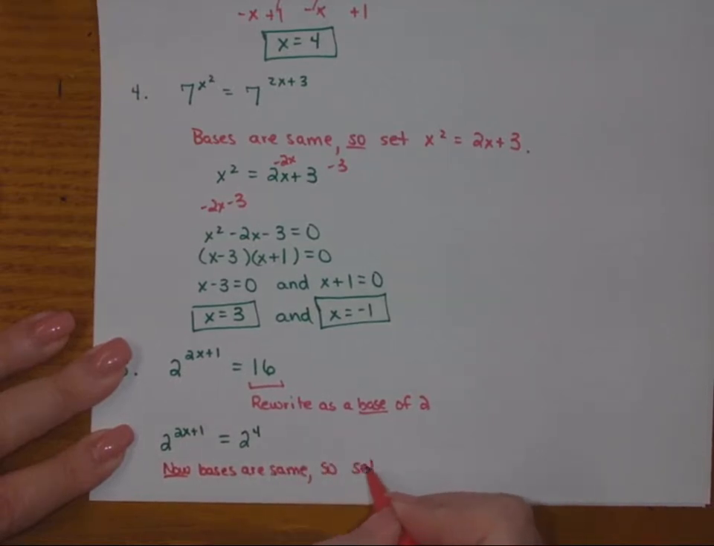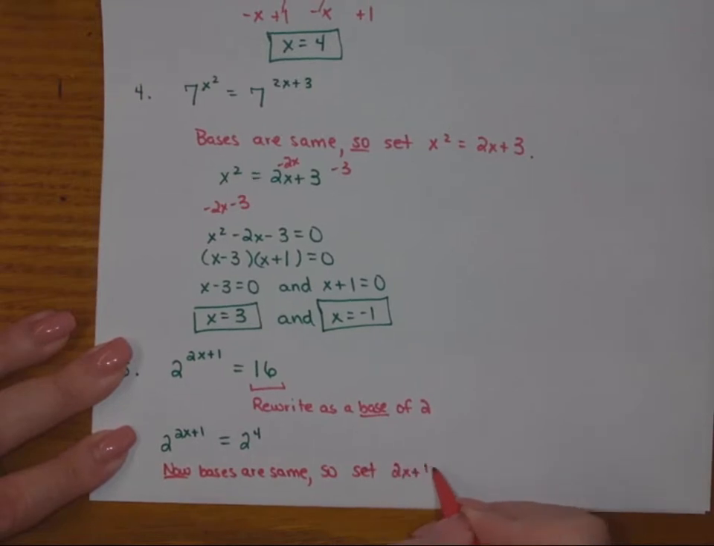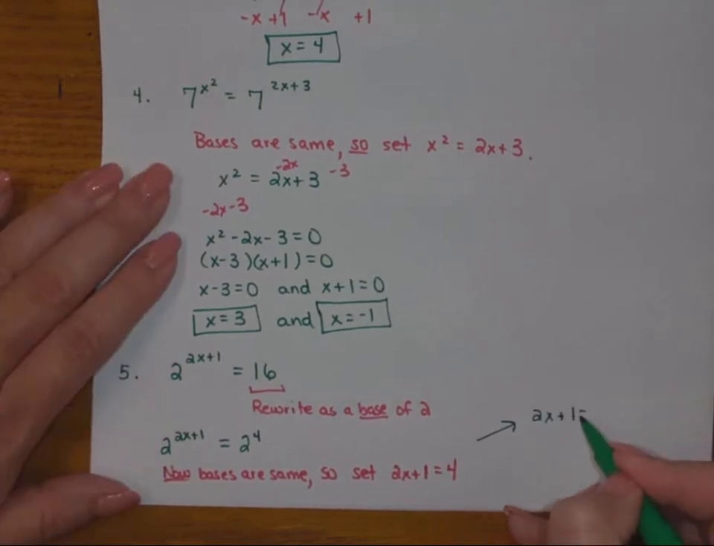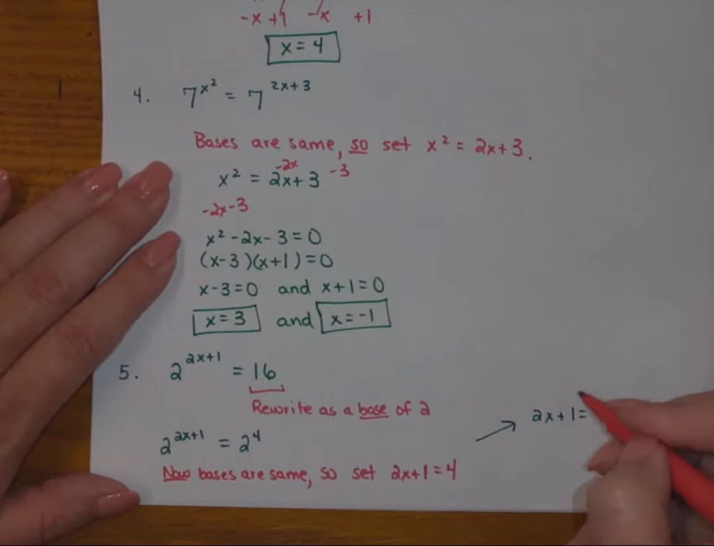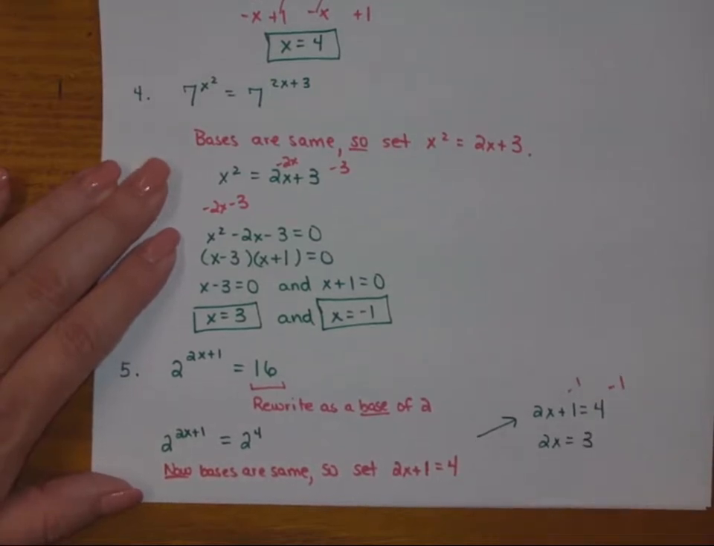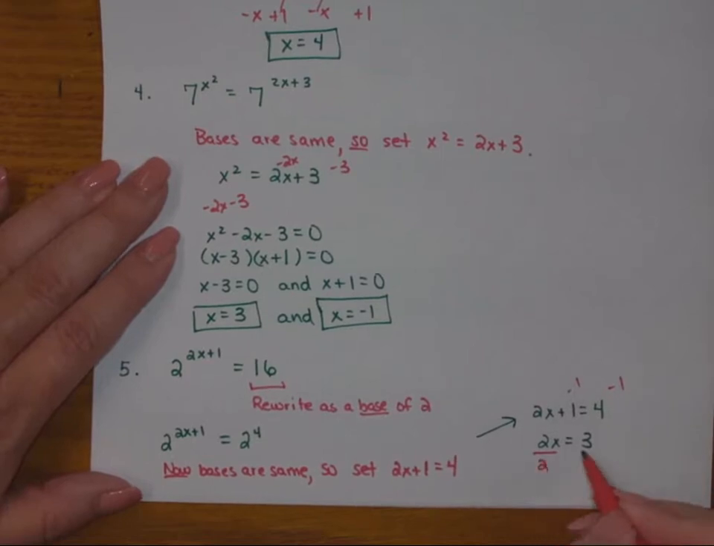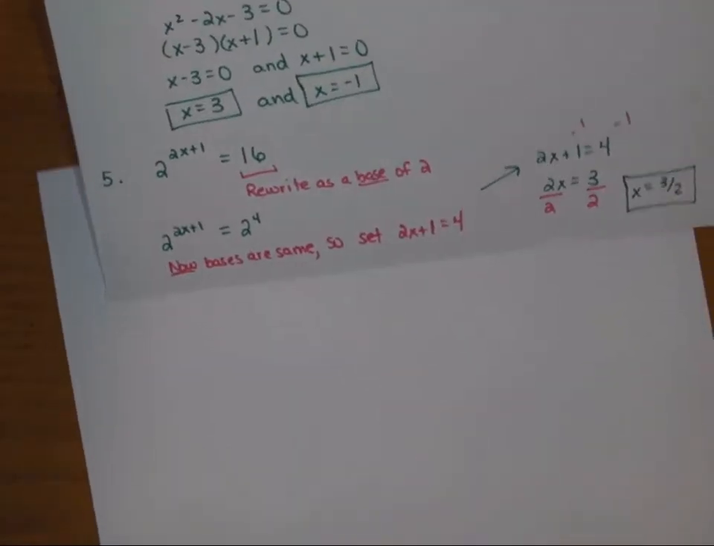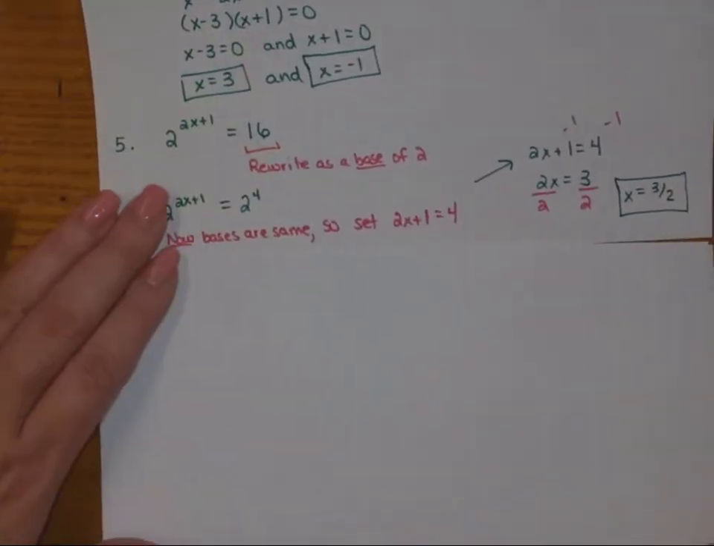So I would set 2x plus 1 equal to 4, and solve from there. So I'm going to finish it on here. So I've got 2x plus 1 equals 4. If I subtract 1 from both sides, I get 2x equals 3. And then divide both sides by 2, so x is 3/2. Okay, and again, that could be checked on your graphing calculator also, or on your scientific calculator, whatever kind of calculator you have. So make sure that you check those.